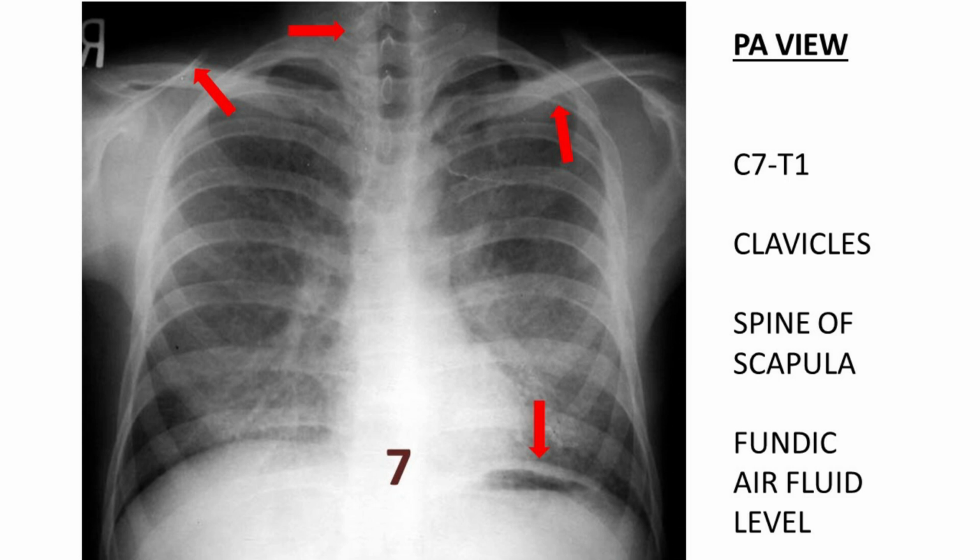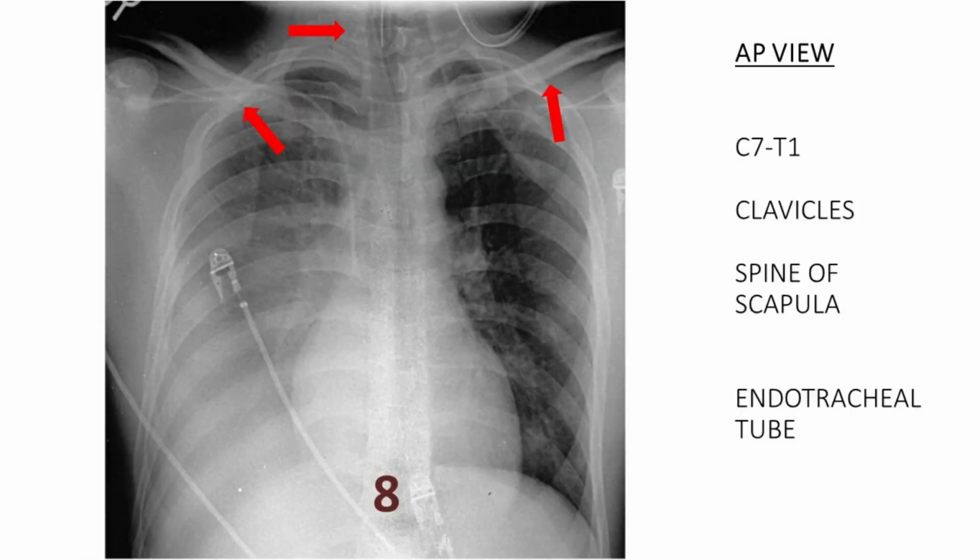Seven is a very easy one. So you can see the arrowhead C7T1, and you can see the horizontal appearance of the clavicles, spine of the scapula hanging on the clavicles. So the last one, the supine position: at C7T1 you can see the horizontal one and oblique configuration of the clavicles, and you can see the clavicles overlying the bony ribs.